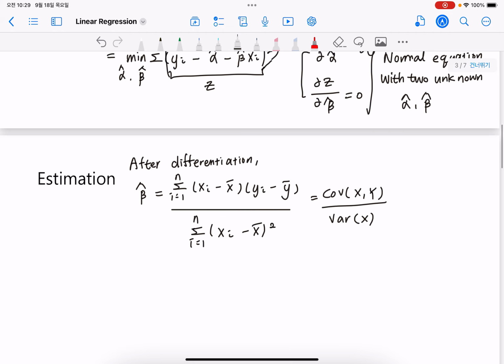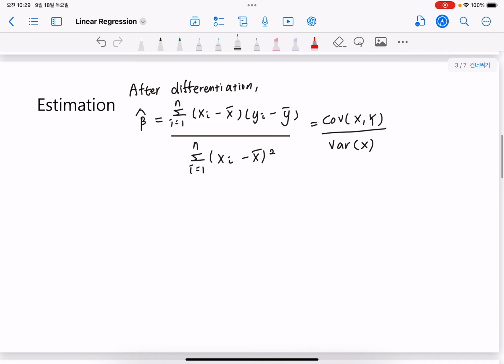So covariance of x and y shows the relationship between x and y. Variance of x is showing the variation of x. So this suggests how y changes with respect to, let me use the term WRT, the change in x. So that is what this basically means. Covariance x, y over variance of x.